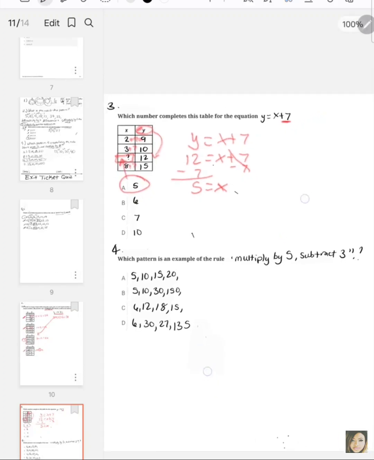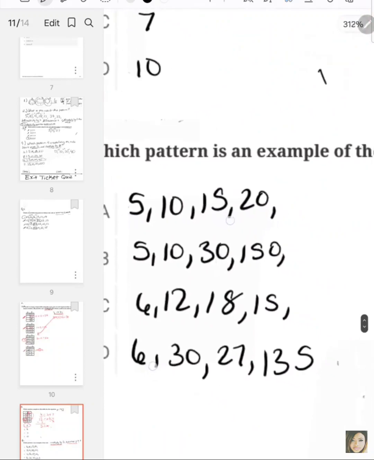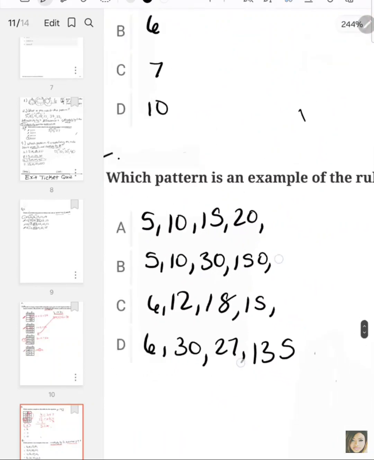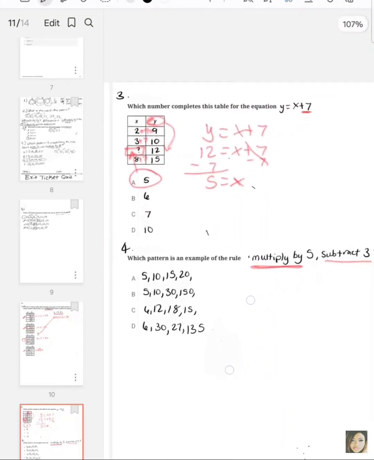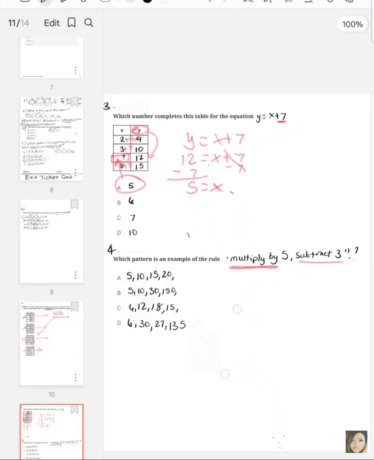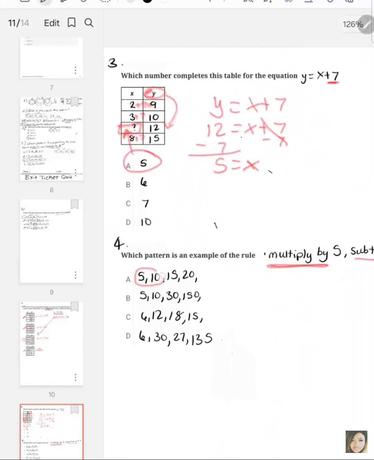So for question 4, it said, which pattern is an example of the rule multiply by 5, subtract 3? So this one was pretty obvious, I believe, but as long as you use your multiplication chart or know it by heart, the first thing we have to do is simply multiply by 5. And I'm going to do a process of elimination here based off what didn't follow the rule. So I can do some eliminations. So I'm going to go ahead and look at that.